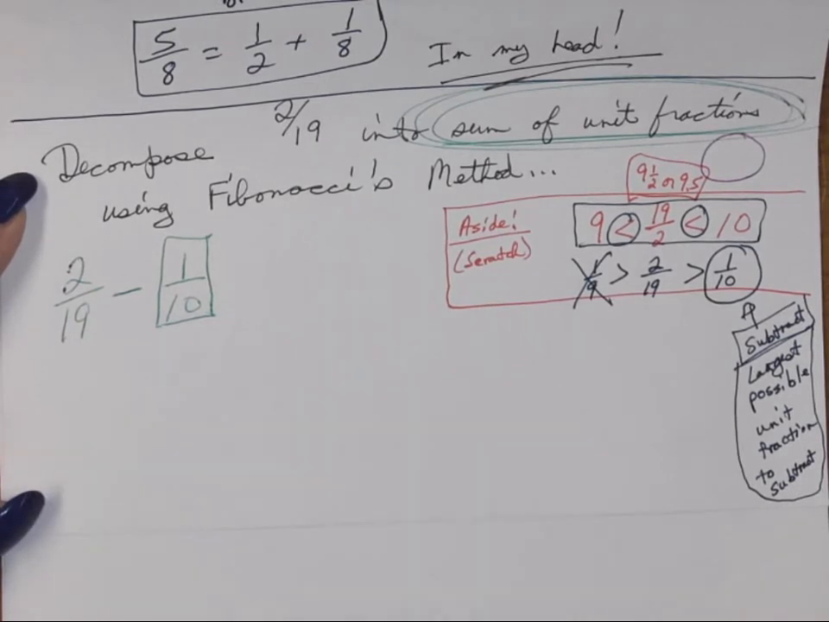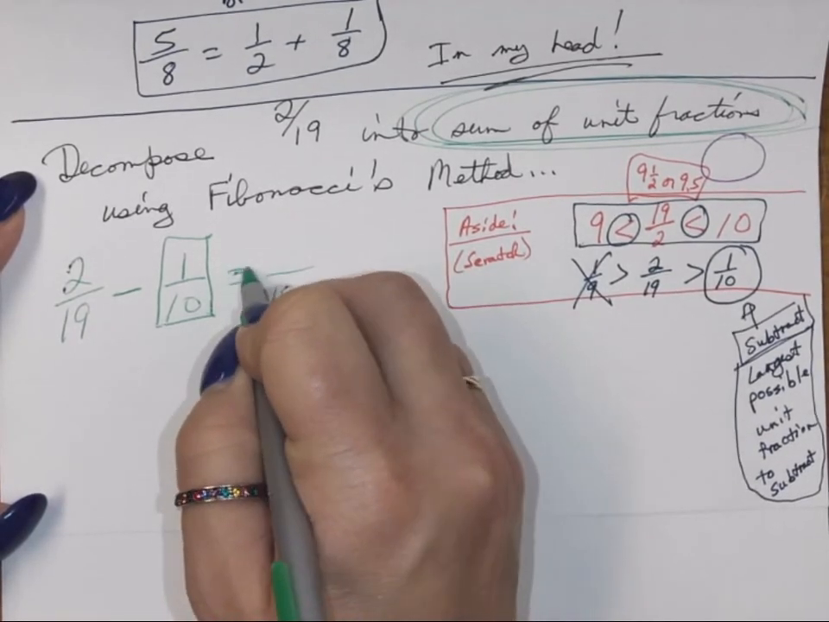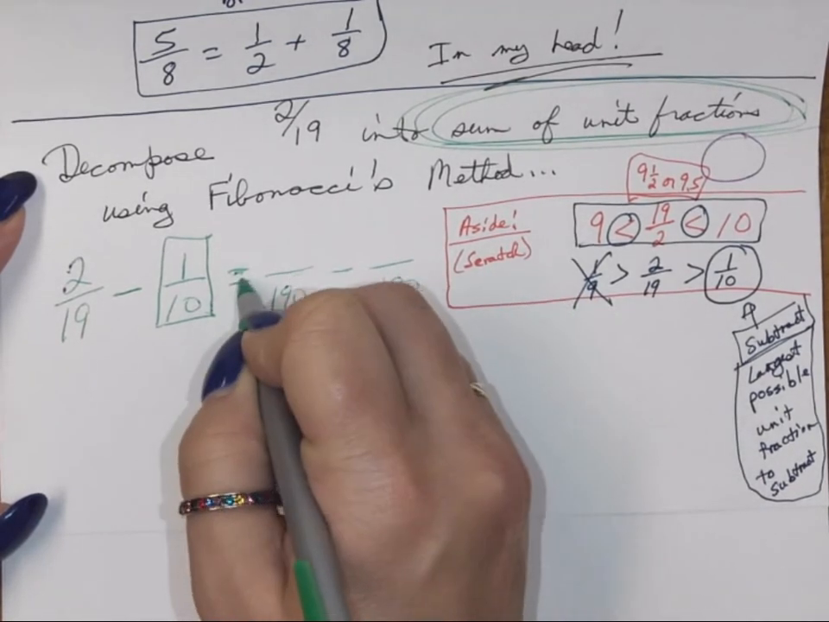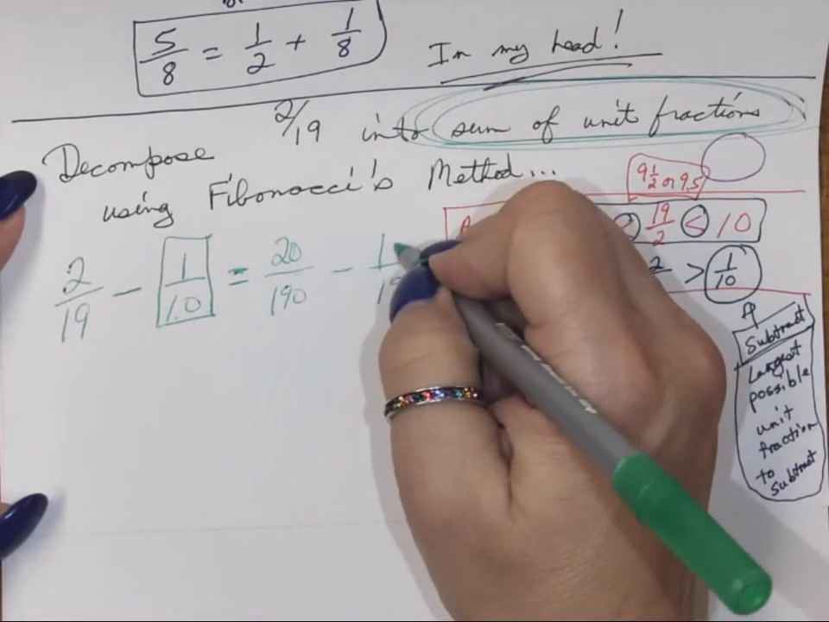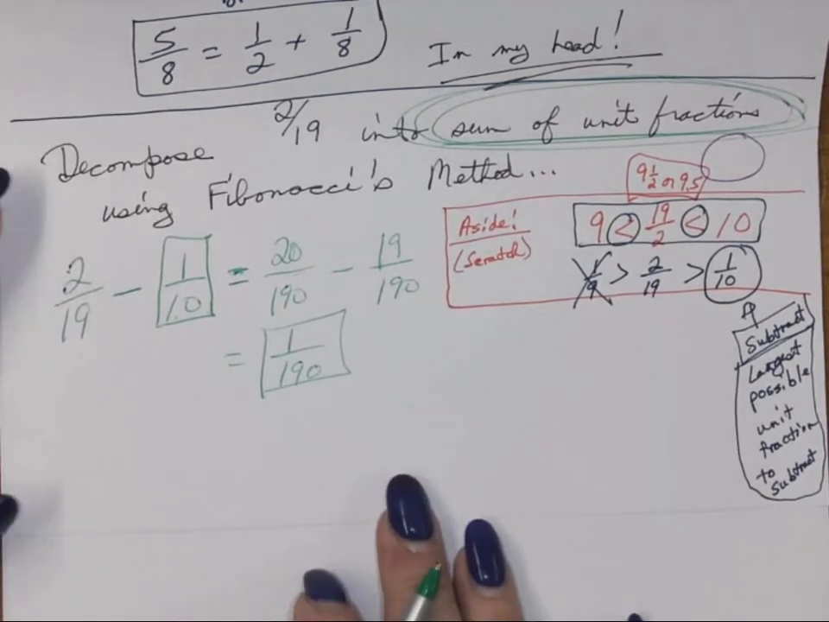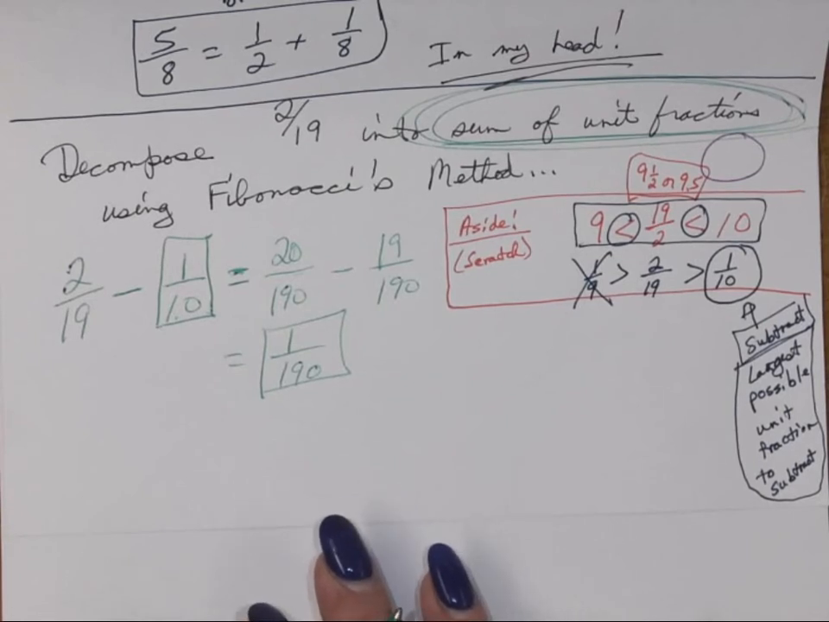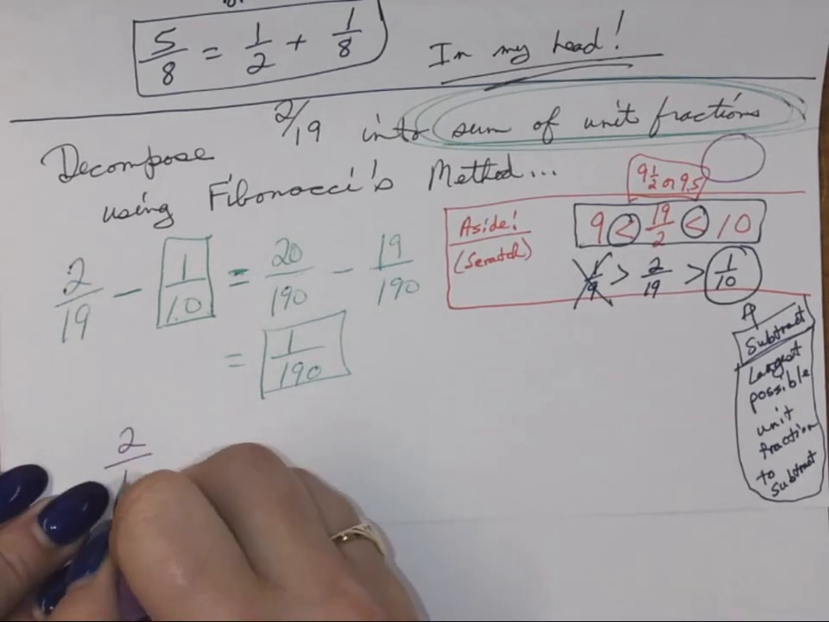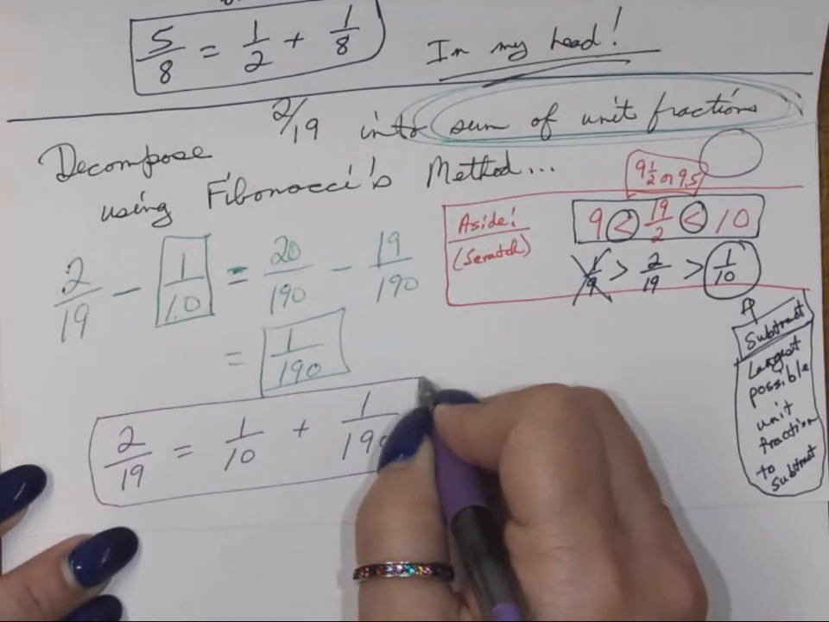Okay, so now I'm looking at this, and 19 and 1/10, that's kind of a pain. I need a common denominator. It's an easy one, 190. For this first one, I just multiplied by 10, so that's a 20, and the second one I multiplied by 19, so that's a 19. And lo and behold, the leftover is 1/190th, which is kind of a big denominator, but it's okay, we can work with it. So now I just need to go back and rewrite this as a sum, and we'll be okay. So 2/19 is equivalent to 1/10 plus 1/190th.